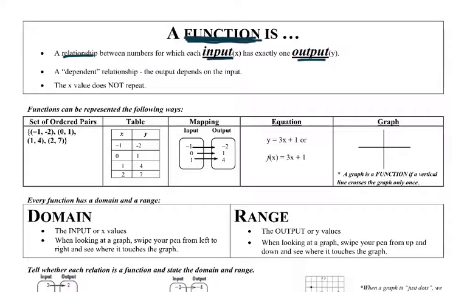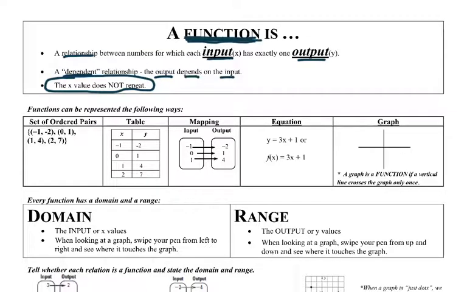And it's what we call a dependent relationship. In other words, the output depends on the input. What you input has an effect on what the output is. So the main thing about a function that you're going to remember from previous math classes is that the x value does not repeat. And that's kind of tricky at first, but we're just going to go with it. That's the definition.